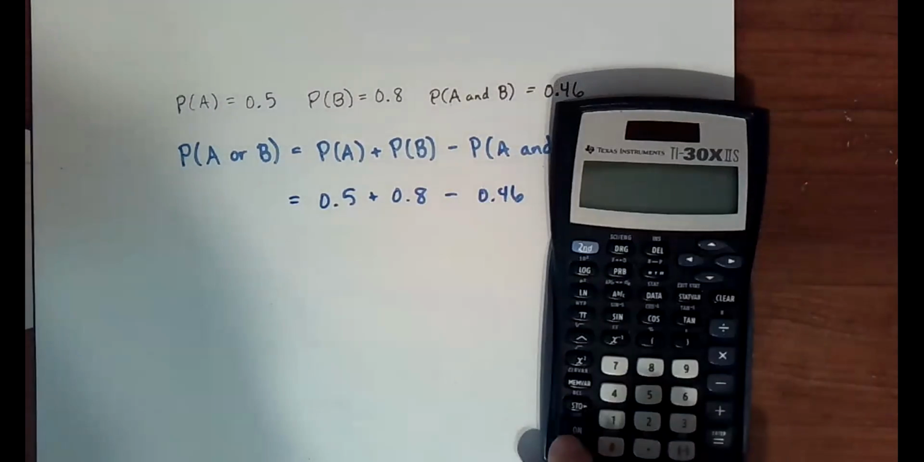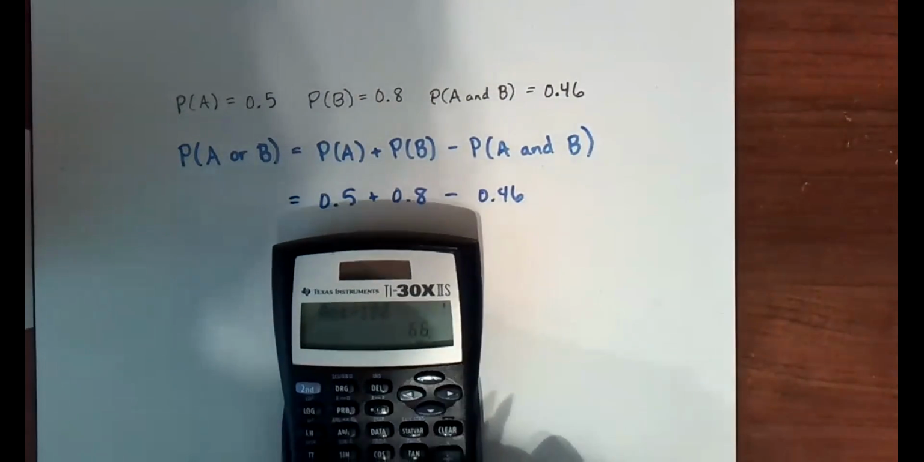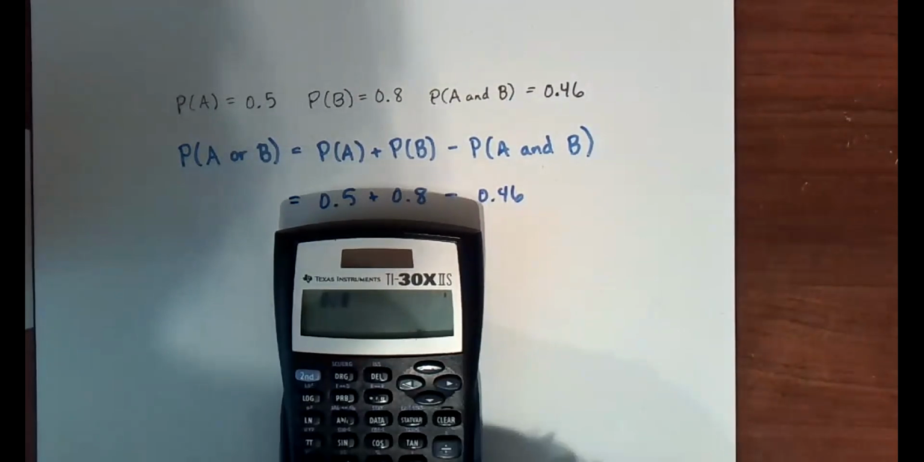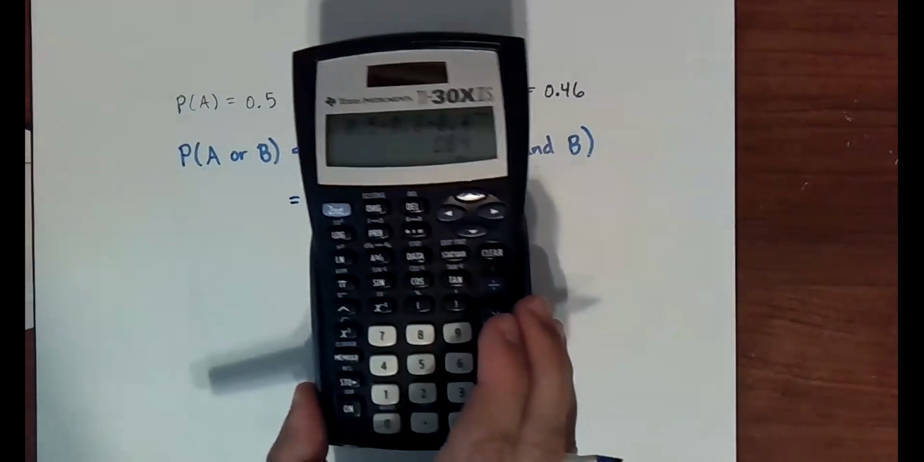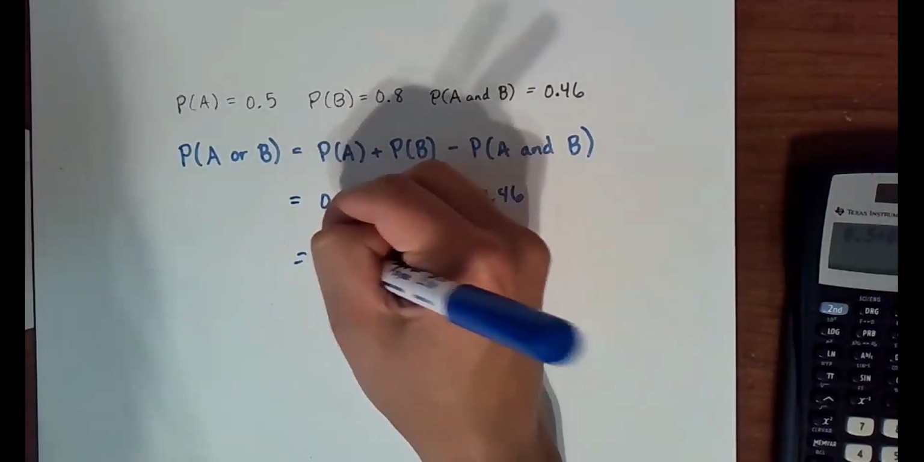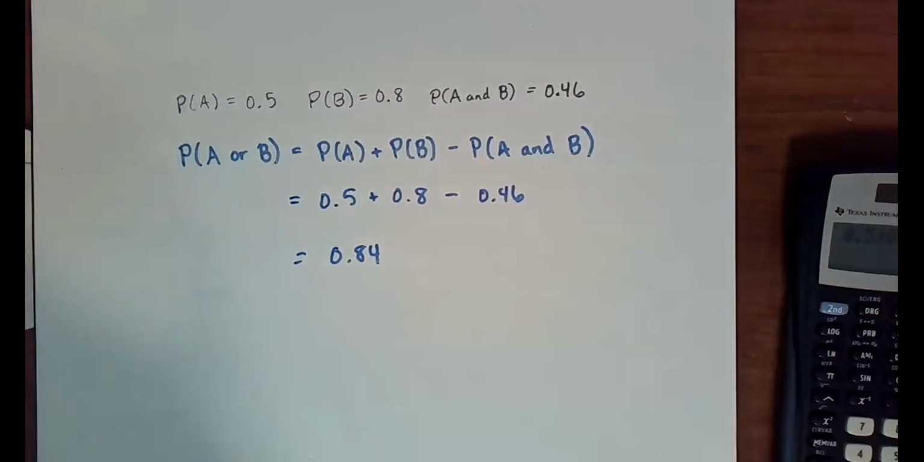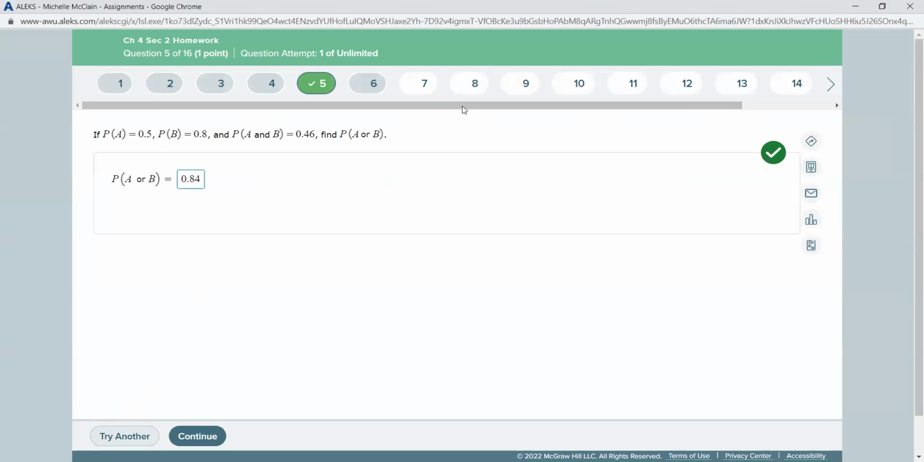So now I'm going to go to my calculator. I'm going to type this info in. So this gives us 0.5 plus 0.8 minus 0.46. This equals out to 0.84. All right, let's go ahead and enter in our solution. All right, and we are correct.